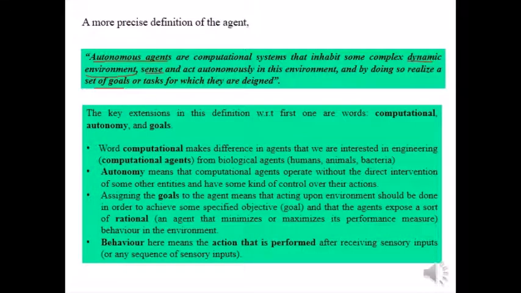So the key extensions in this definition with respect to the first one are the words computational, autonomy and goals. The word computational distinguishes the agents that we are interested in engineering, computational agents, from biological agents: humans, animals, bacteria, etc. Autonomy means the computational agents operate without the direct intervention of other entities and have some kind of control over their actions. Assigning goals to the agent means that acting upon the environment should be done in order to achieve some specified objective, and that the agent exposes a sort of rational behavior in the environment. And behavior here means the action that is performed after receiving sensory inputs.